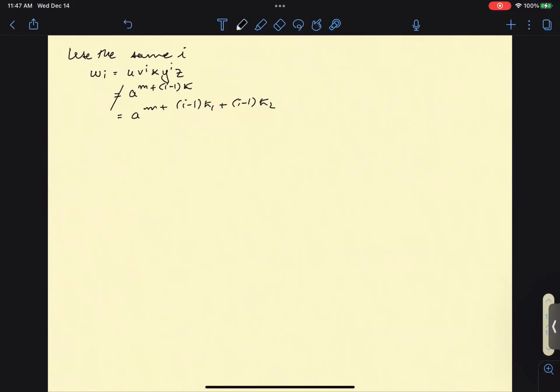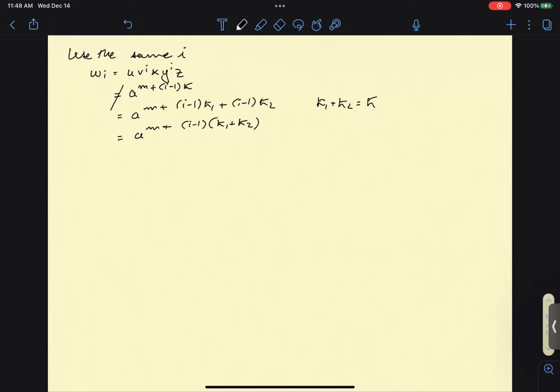And so then what I'll do is I'll say, well, I know that K1 plus K2 is equal to K. So then I'll do some fancy magic and factor out I minus 1 and get K1 plus K2.